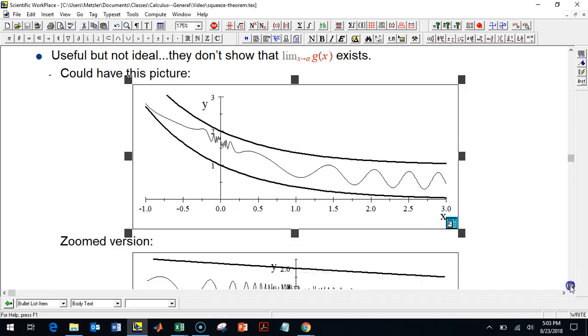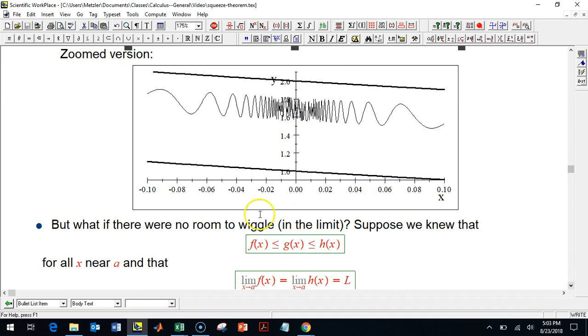Even if we zoom in, this was going from -1 to 3. If I zoom in pretty tightly from -0.1 to 0.1, now we see I've created a function g where the wiggles just never stop. They actually get tighter and tighter and tighter. And even in here, the computer is doing a pretty poor job of graphing it because it's so variable. So this is a situation where you still have the hypothesis that f is always less than g, which is always less than h, but that doesn't force g to have a limit. There's still too much room for it to do that kind of crazy wiggliness.